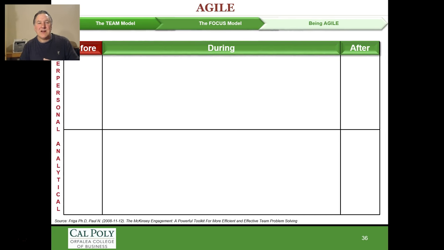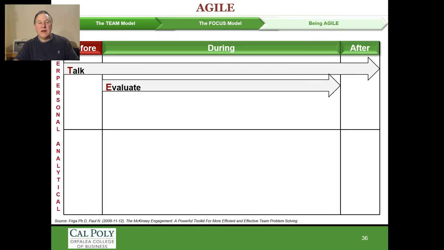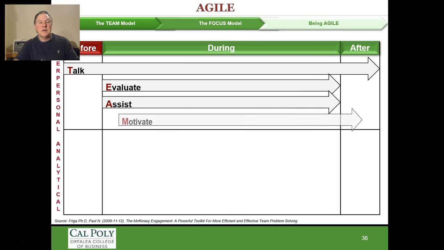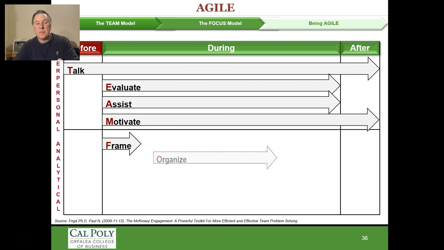So we're back to Agile. We talked about the interpersonal beforehand in terms of talk, evaluate, assist, motivate. I add in there swing, which should be going throughout this whole process. Let's talk a little bit about the analytics side. Early on, framing is very, very critical. And then you need to make sure you're organizing that. The framing drives the organization. And as you're organizing how you're going to do your analysis, how you're going to put your plans together, you're going to start collecting data.